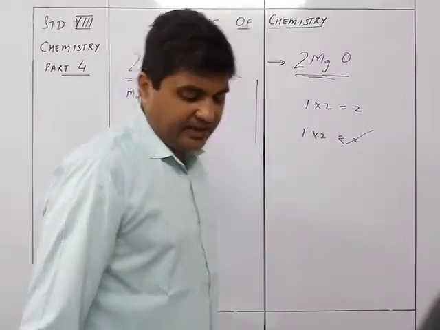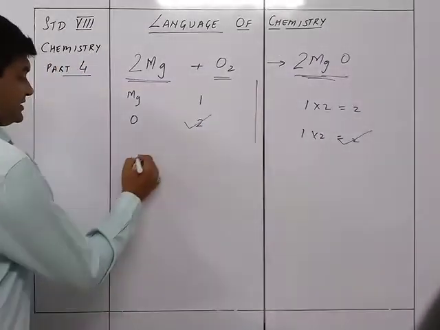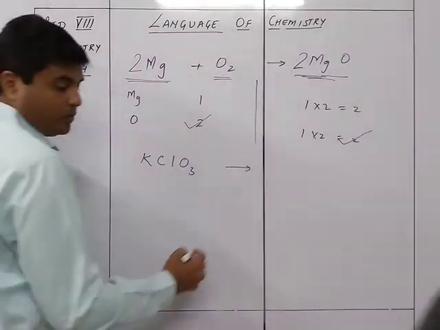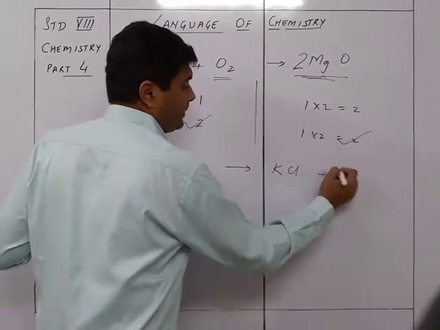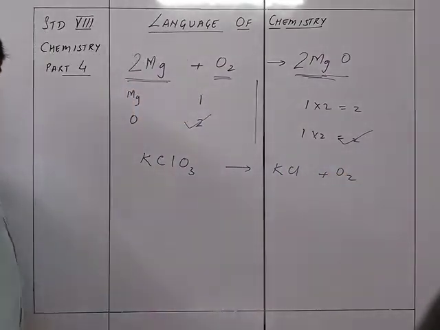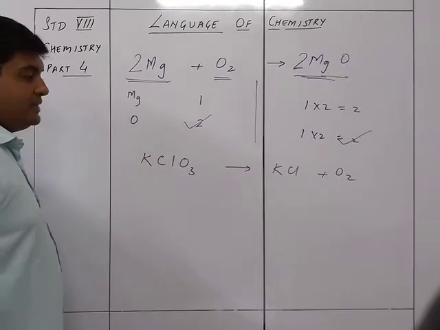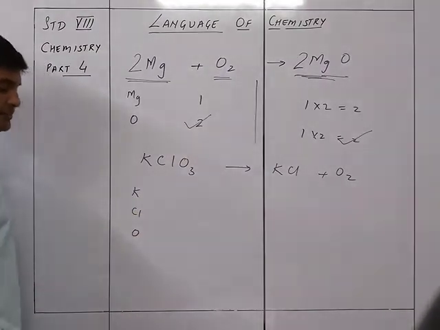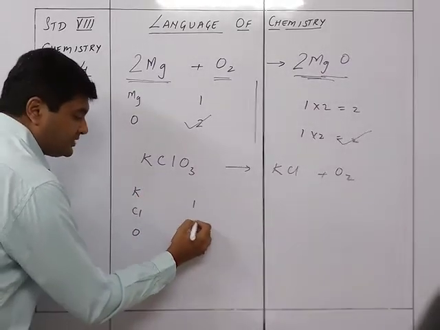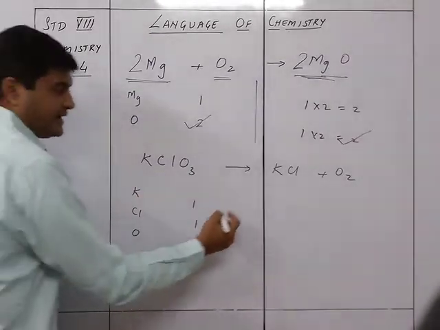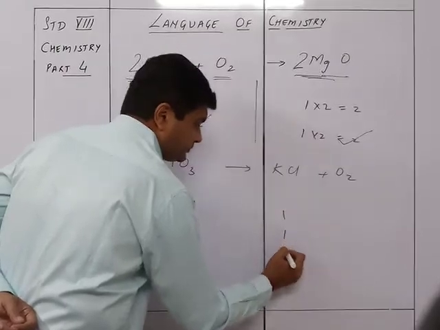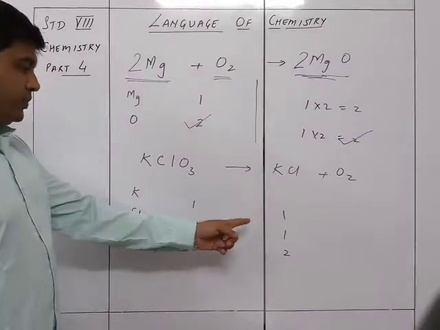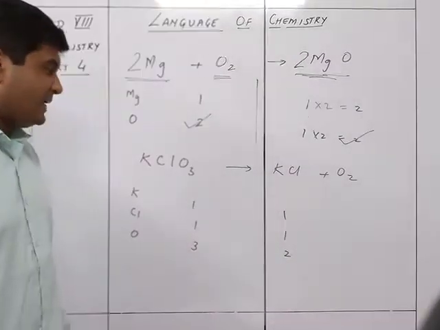The next one is potassium chlorate, that is KClO3. When heated, it is going to give me KCl plus O2. So how to balance this? We have three compounds, three substances over here. We write the three substances, and we write the number of atoms of each in the reactant side and in the product side. You can see only oxygen is not balanced.